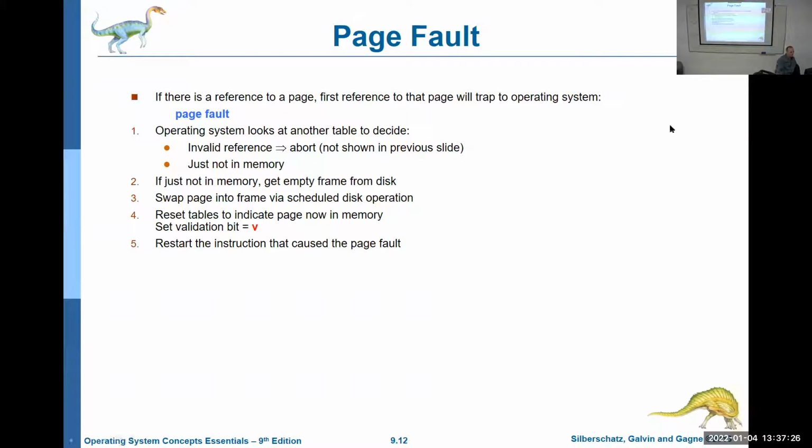So it's not just saying words, what I just said. If there is a reference to a page, the first reference to that page will trap to the operating system, called a page fault. The operating system looks at another table to decide if it's invalid, meaning an illegal reference, or just not in memory.